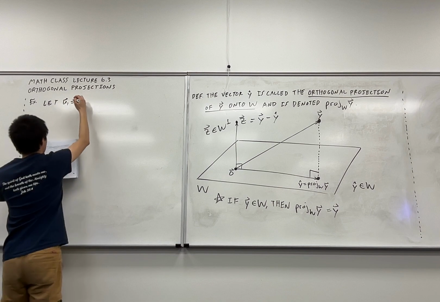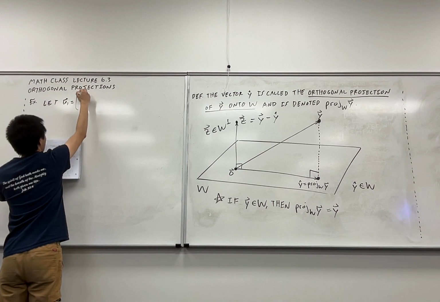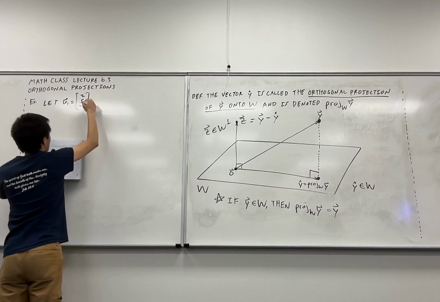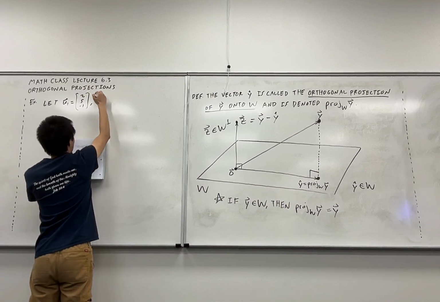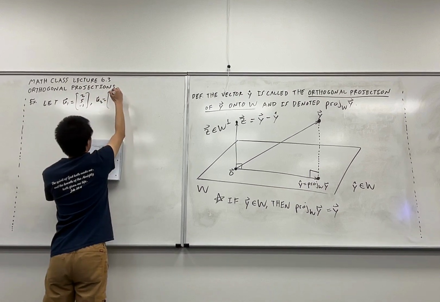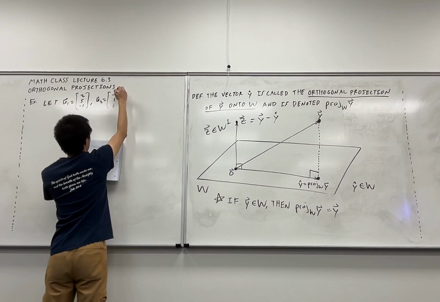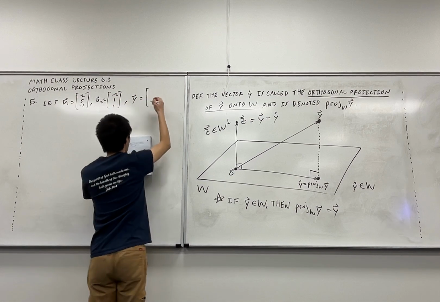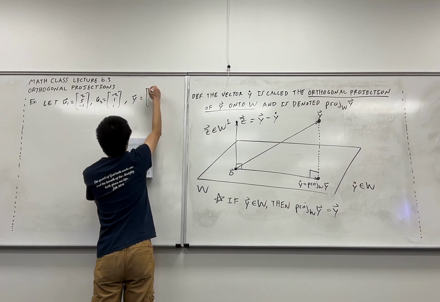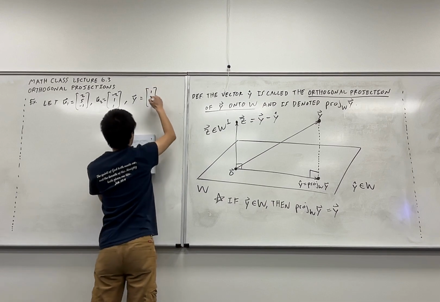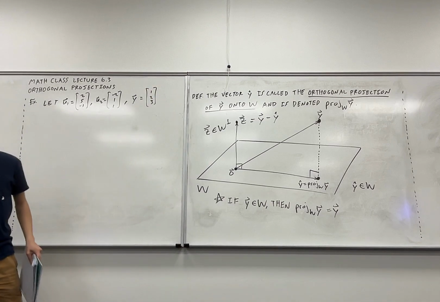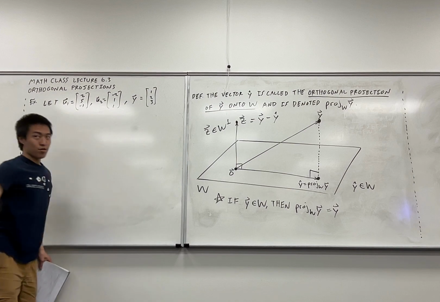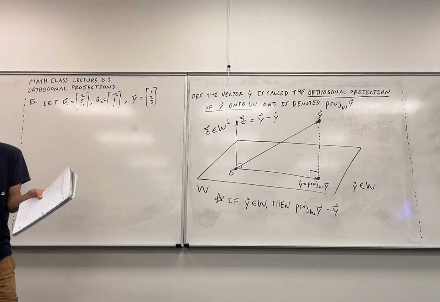Let u1 be equal to 2, 5, -1. u2 is equal to -2, 1, 1. And then the vector that is not in our subspace is 1, 2, 3. Now you might be thinking, hold on a second, Scott, those are all in R3. They're all in the same subspace.